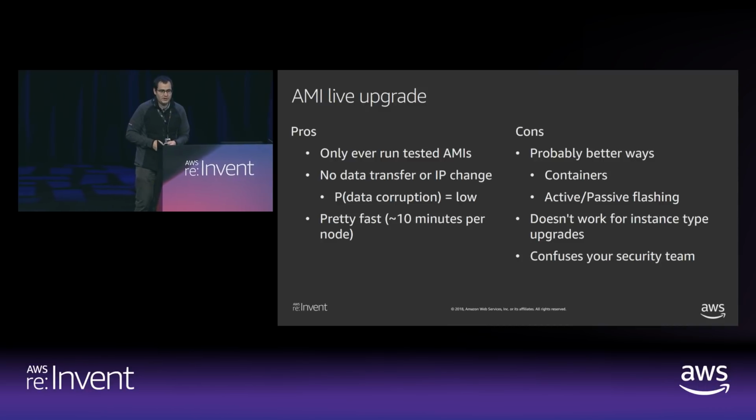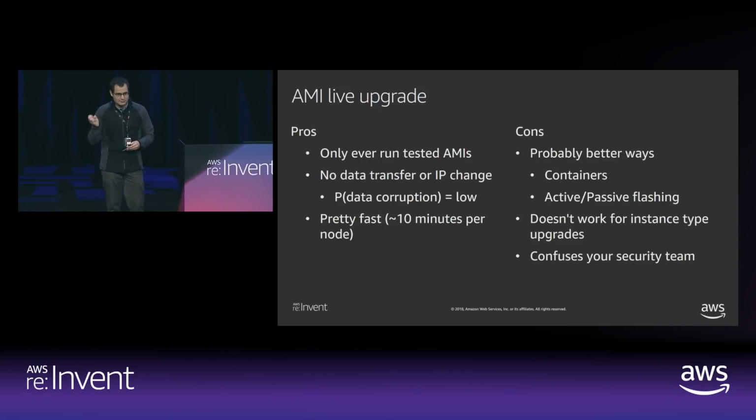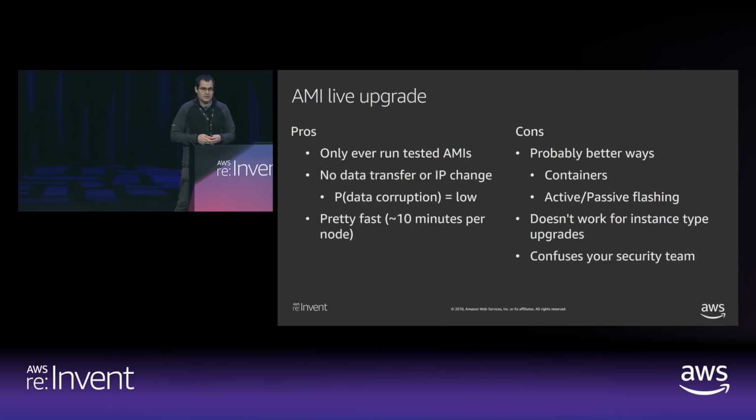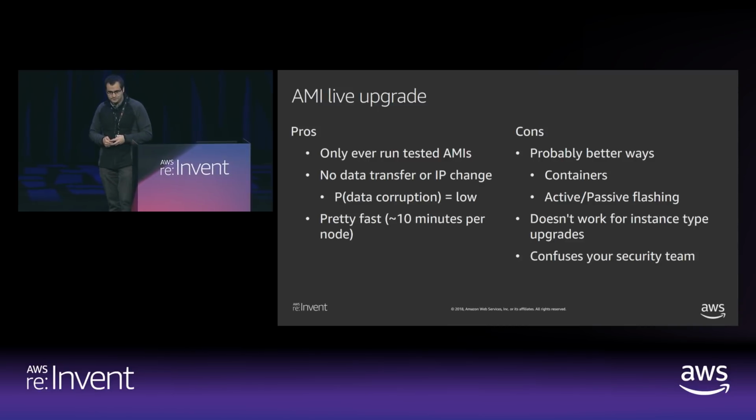So in production, we can live upgrade AMIs in about 10 minutes per node. The vast majority of that time is just the time it takes to write data to the root volume. But there are some cons. In particular, there are probably better ways to achieve this goal. So containers are a good way to do that. However, even with containers, you couldn't, for example, change the underlying operating system.